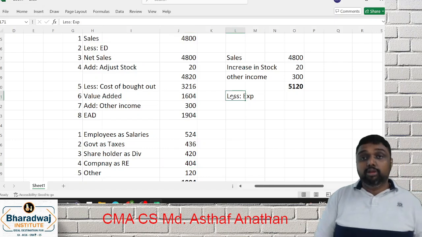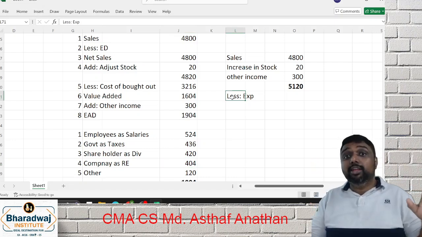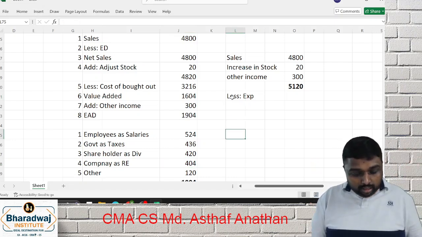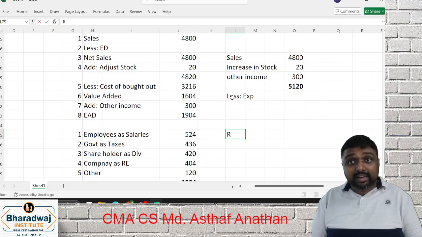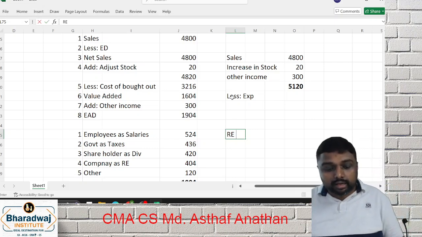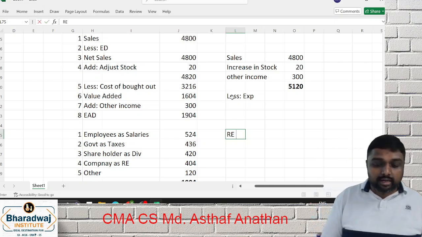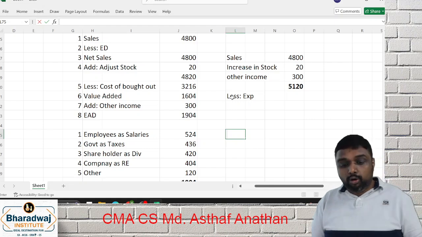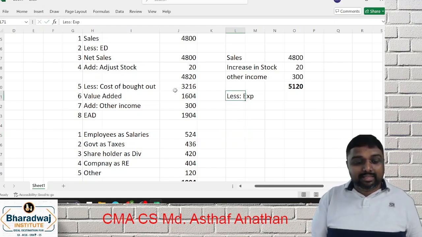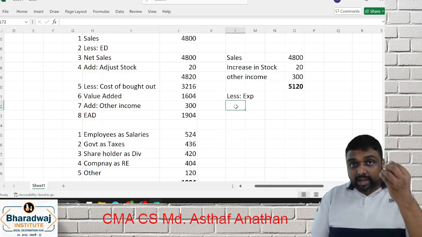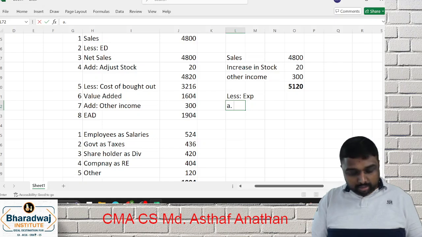See, first you have to reduce all the expenses because you have to get your retained earnings. So how will you get this retained earnings? I'm going to do it. Hope all of you are ready. I'm just doing less expenses, for time saving purposes. What I'm doing is the shortcut method.